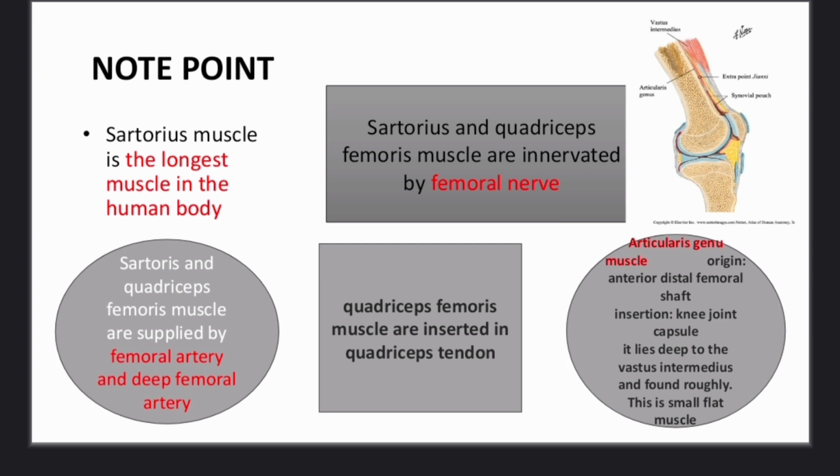Okay, so next point is nerve supply. Both the sartorius muscle and the quadriceps femoris muscle group are supplied by the femoral nerve. So whenever you think of the anterior compartment of the thigh, remember one key term, that is femoral nerve. Okay, next, blood supply. The muscles of the anterior compartment of the thigh are mainly supplied by branches of the femoral artery and the deep femoral artery.